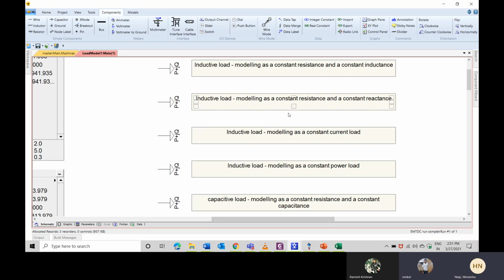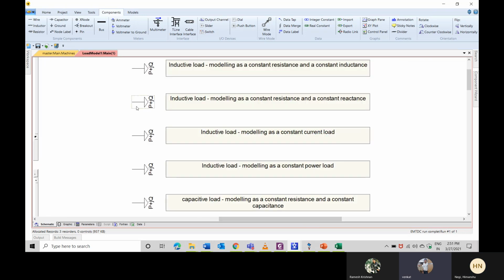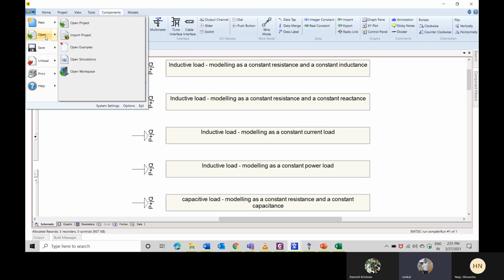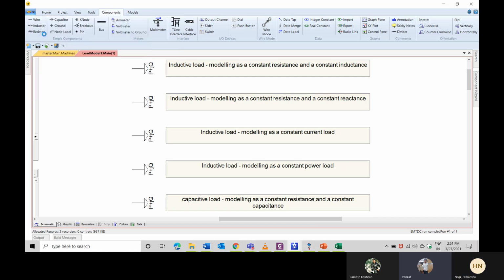That's it about load modeling, which I have planned today. The other simple modeling I have planned is shunt reactor modeling, which is very, very simple. So I have to keep that for today.